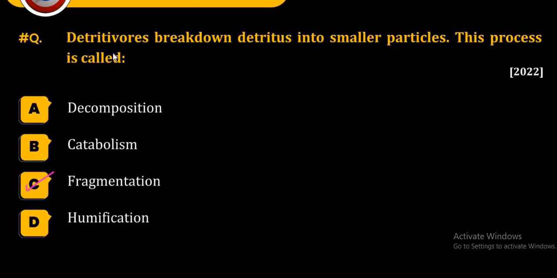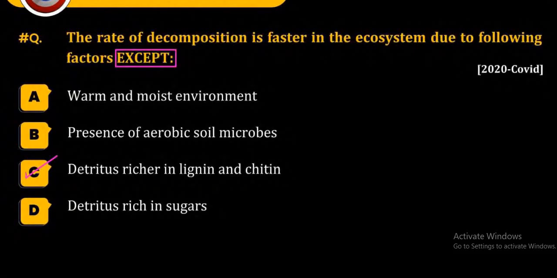Next question. Detritivores break down detritus into smaller particles. This process is called, option C, fragmentation. Next question. The rate of decomposition is faster in the ecosystem due to the following factors except detritus richer in lignin and chitin. Option C is correct, detritus richer in lignin and chitin.